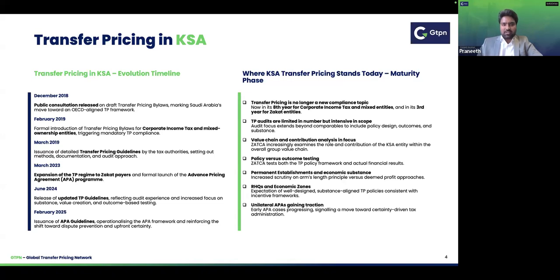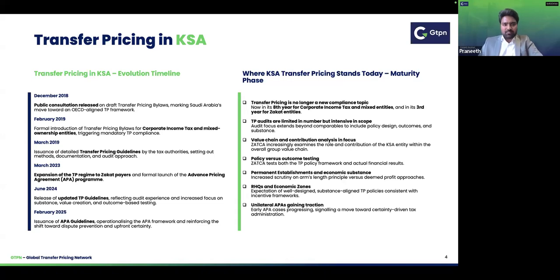And then again, as I mentioned, the APA framework is the recent update. They're not looking from an audit prevention, audit resolution lens, but from a prevention lens, allowing the large taxpayers to go for APAs and obtain tax certainty on their TP positions to ensure that the operations run smoothly in the Kingdom. We'll touch upon all these aspects in detail in the ensuing slides.